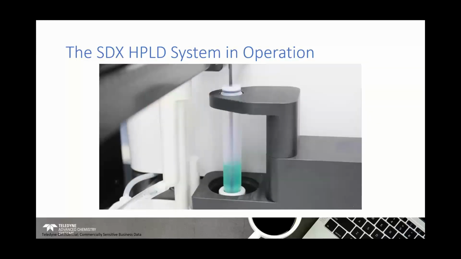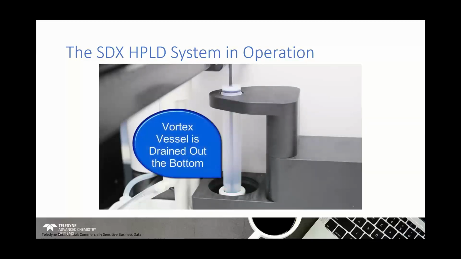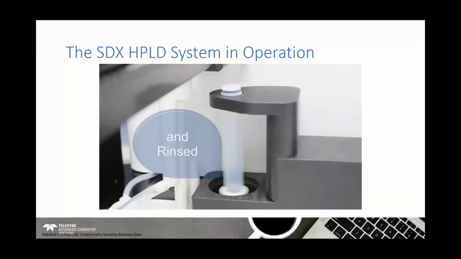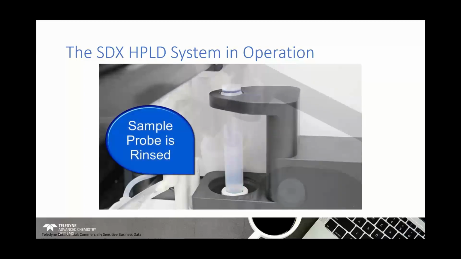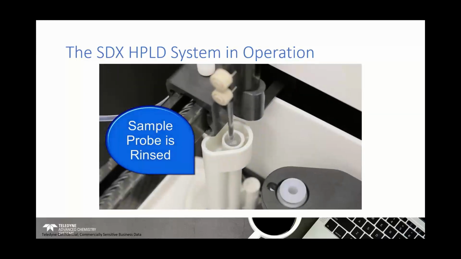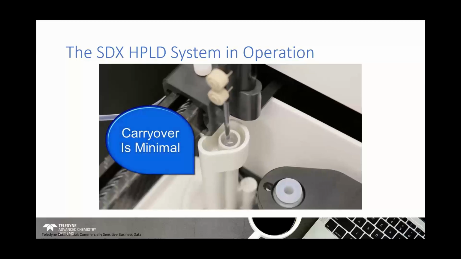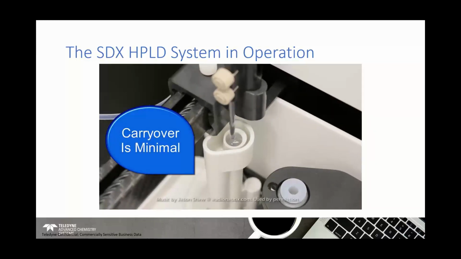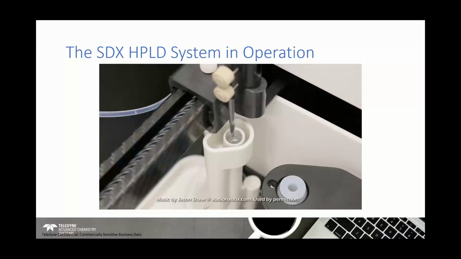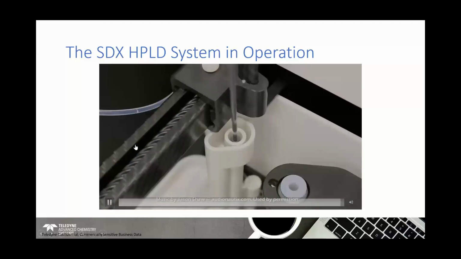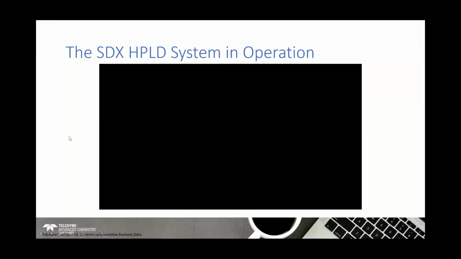So next, if there's any excess sample remaining, that is drained out of the bottom of the vortex vessel, and we introduce some cleaning media, some cleaning reagents, into the bottom of that vortex vessel, where it spins again and cleans the vessel, and then that cleaning agent is drained out of the bottom. So that's one of the things that we configure to make sure that everything's ready for the next sample, and then we move on. So that's how the system operates.